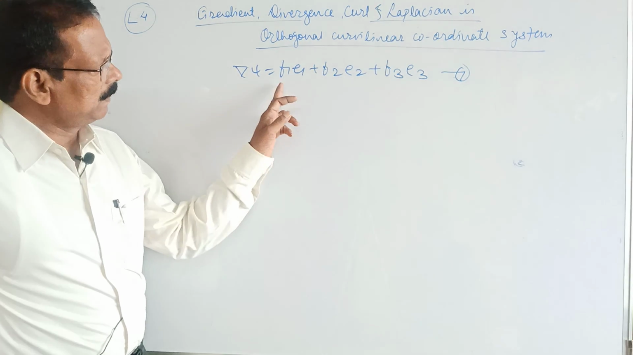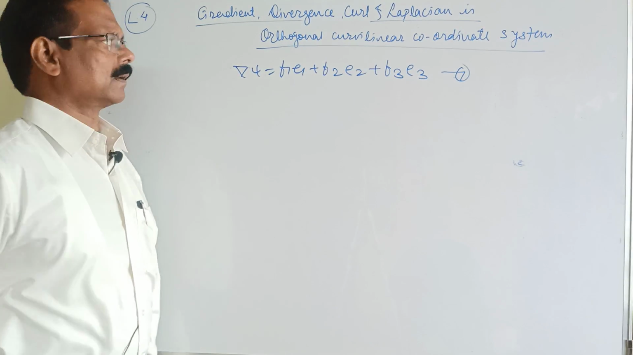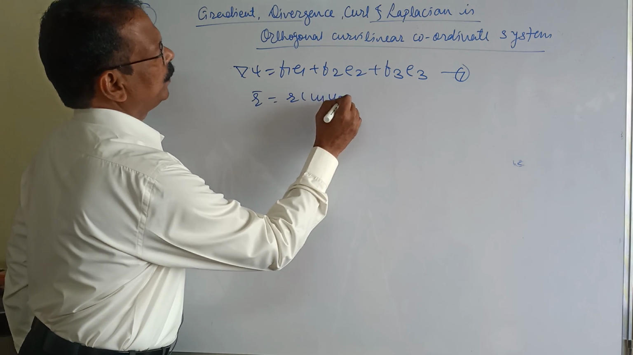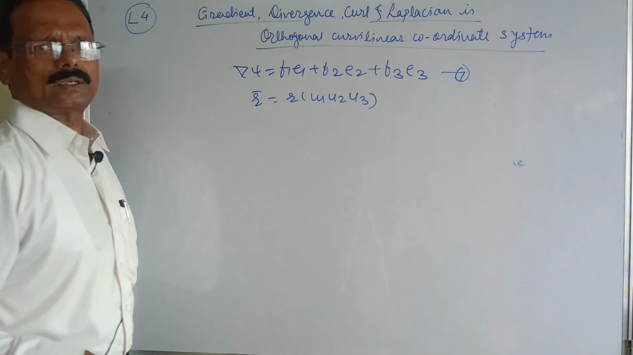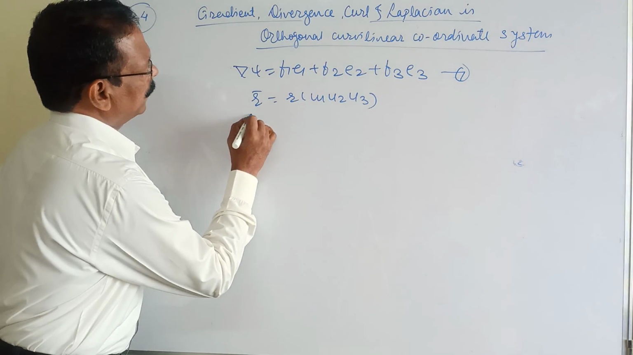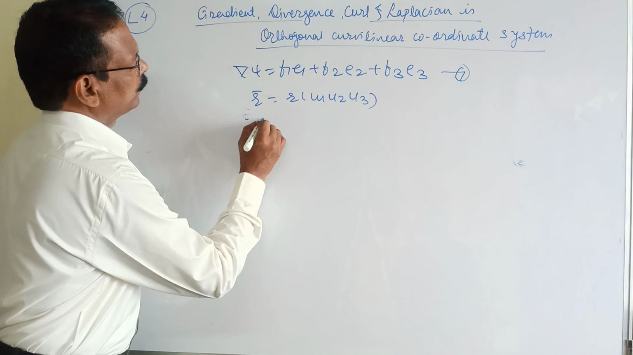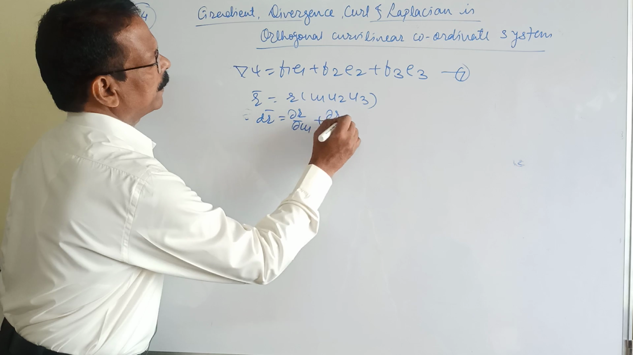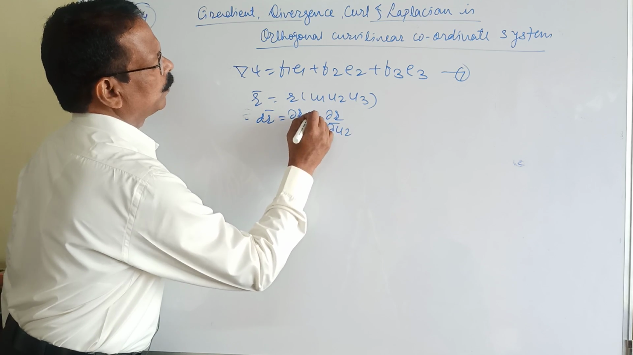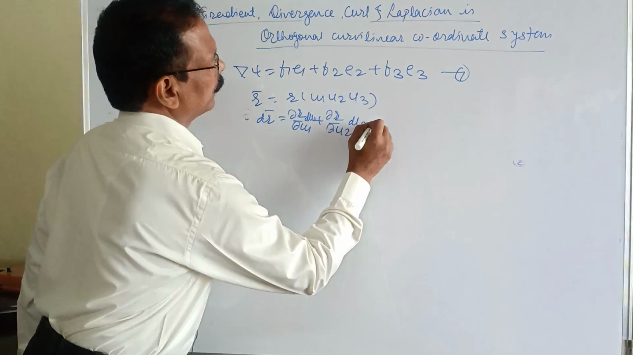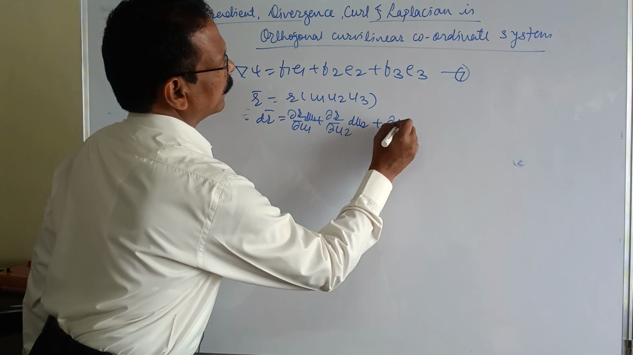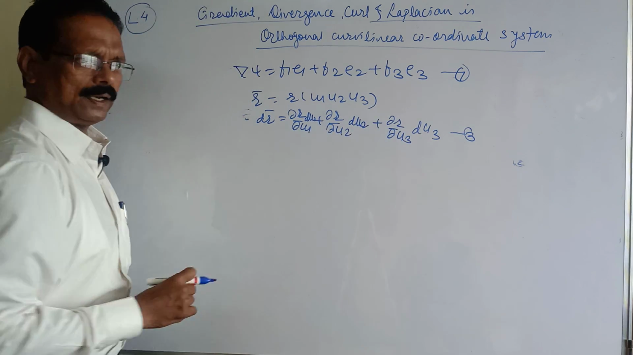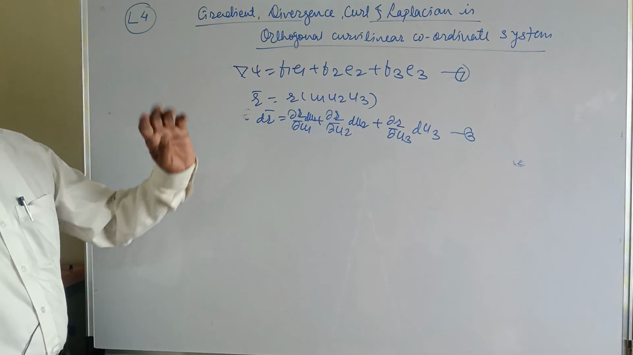Last time we saw that f1, f2, f3 we have to calculate. Now we know what r bar is. r is a function of u1, u2 and u3. Take the partial differentiation of r bar. What we get: dr bar is equal to del r by del u1 du1 plus del r by del u2 du2 plus del r by del u3 du3. So this is the partial differentiation of dr bar, where r is a function of u1, u2, u3.